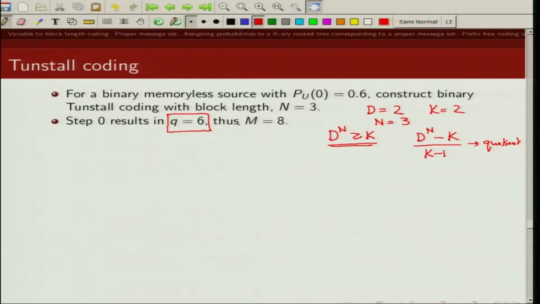And of course the number of messages, which is D raised to power n, is given by K plus q times K minus 1, and this is 2 plus 6, that's 8. So in this case we can find a Tunstall message set. What we need to do is 6 extensions of the extended root. So let's do that.